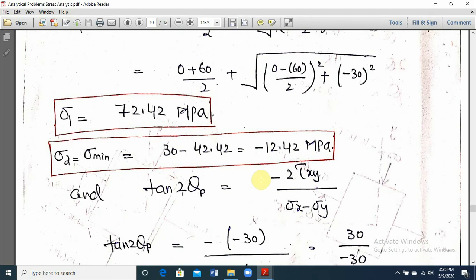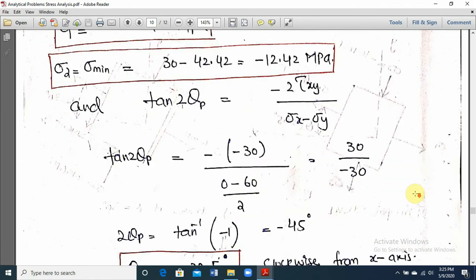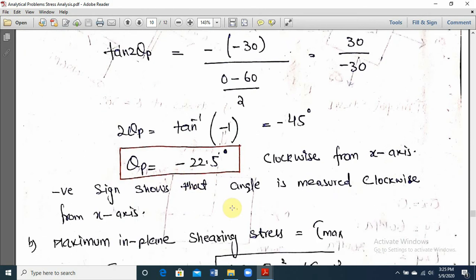Now we can determine the value of the principal plane also, which is tan 2 theta p equal to minus 2 tau xy divided by sigma x minus sigma y. So putting those values, minus into minus 30 divided by minus 30, we have got the answer as 2 theta p is equal to tan inverse of 1, which is minus 45 degree. Theta p is equal to minus 22.5 degree. Negative sign shows that the angle is measured clockwise from the x-axis.